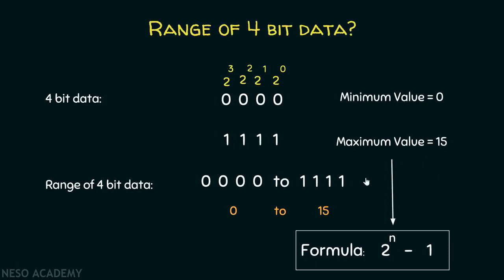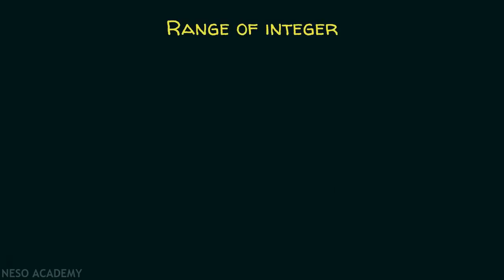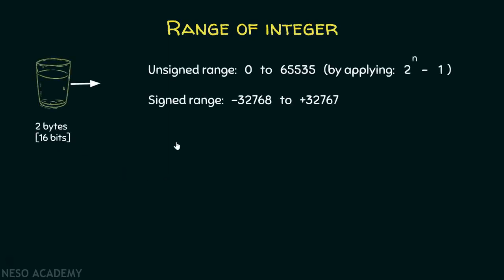Let's calculate the range of an integer. If in your machine the size of an integer is 2 bytes, then the unsigned range is from 0 to 65,535 by applying the same formula for calculating the maximum value. By replacing this n with 16, you get 2 raised to the power 16 minus 1, which is nothing but 65,535.